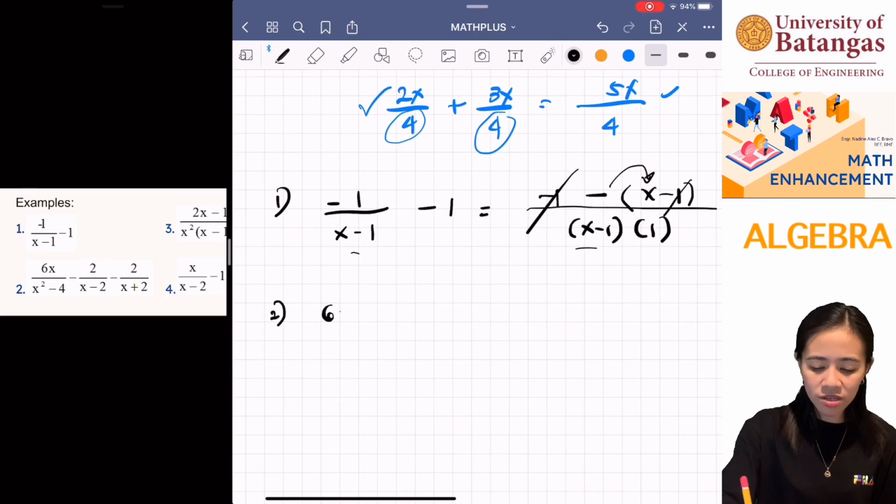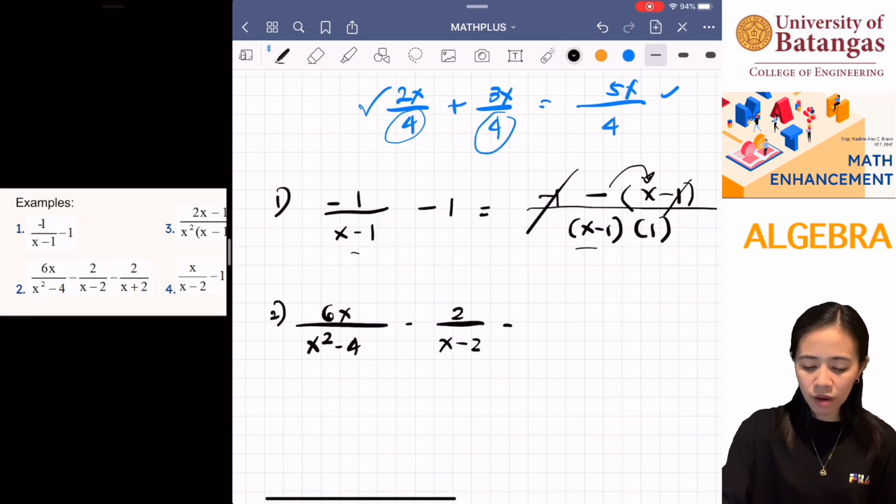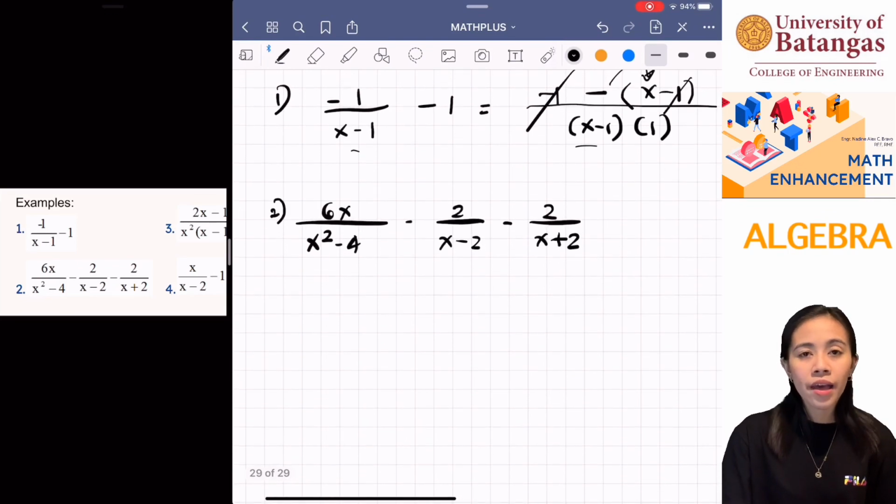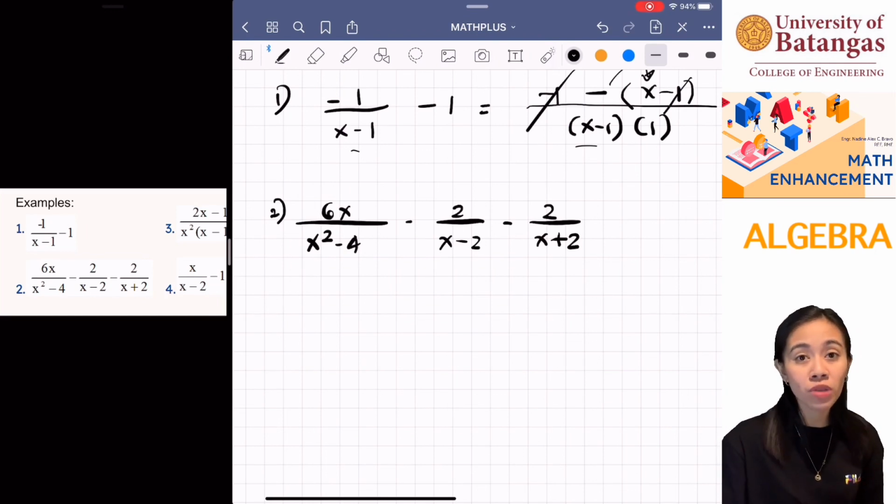So, you have here 6x all over x squared minus 4 minus 2 all over x minus 2 minus 2 all over x plus 2. Okay? If you find it hard to identify the LCD, kasi kapag hindi mo nakuha yung least, that will worsen your solution. There's a possibility na makuha mo yung tamang sagot.